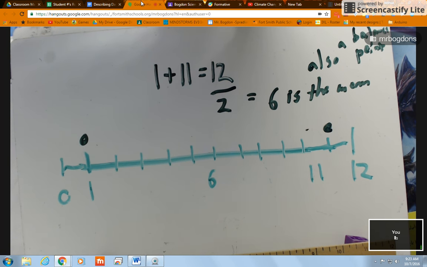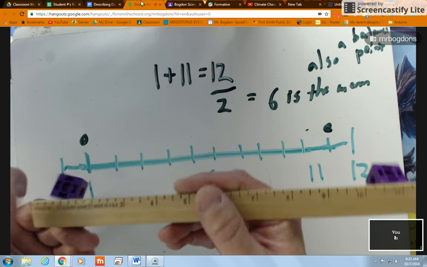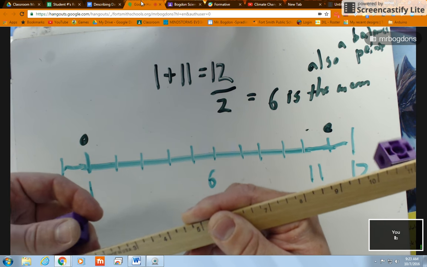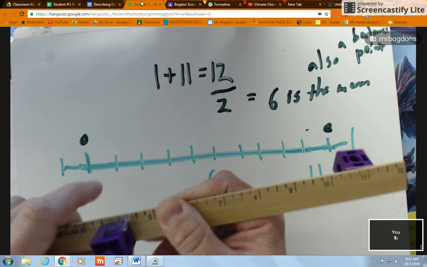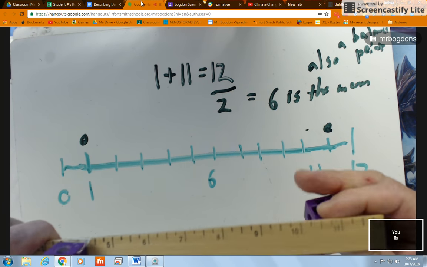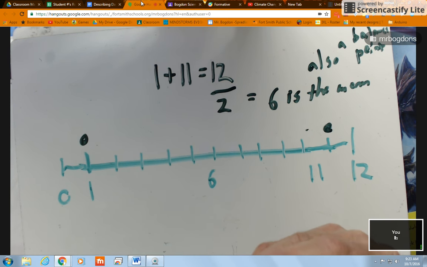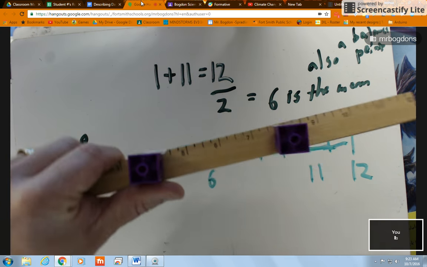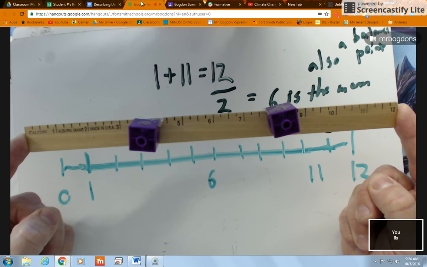Now I'm going to ask you guys a question. What if I moved both of these cubes in by 3? So 1 plus 3 is 4, right? Yeah. What is 11 minus 3? 8. Okay, so I'm moving it towards the center an equal amount each time. I'm going in by 3 each. There we go. Where do I think my new mean is going to be?